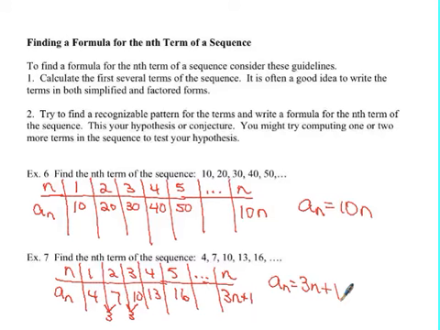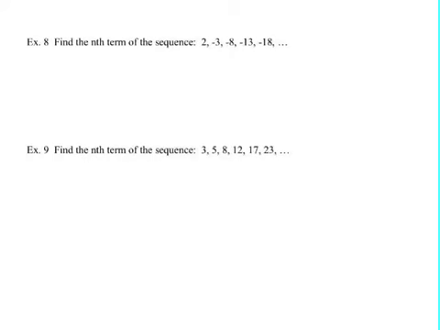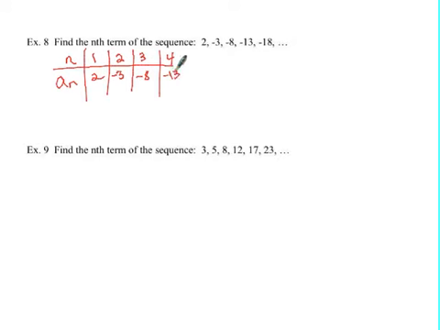Now, let's look at example 8. It says, find the nth term in the sequence. So let's make our chart. The first term is 2. The second term, -3. The third term is -8. And so on.